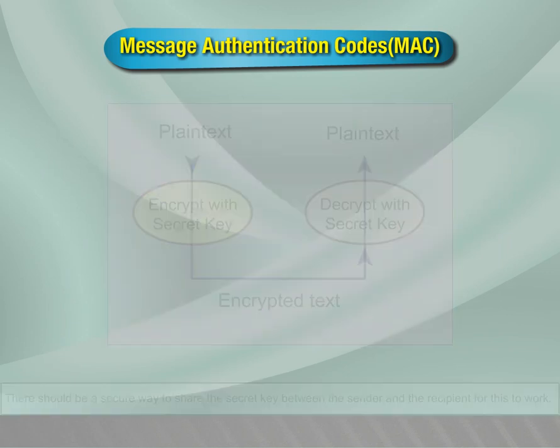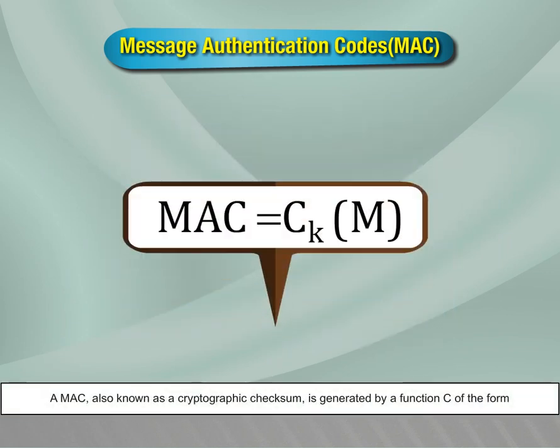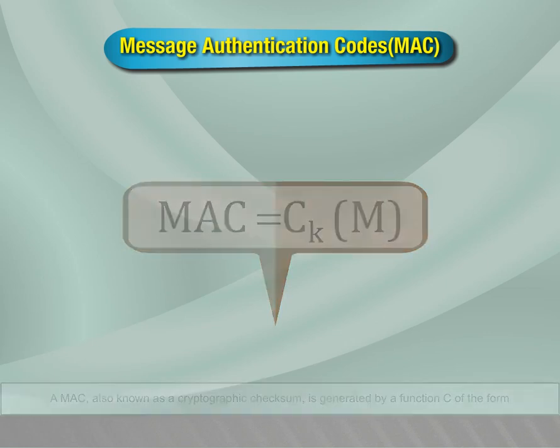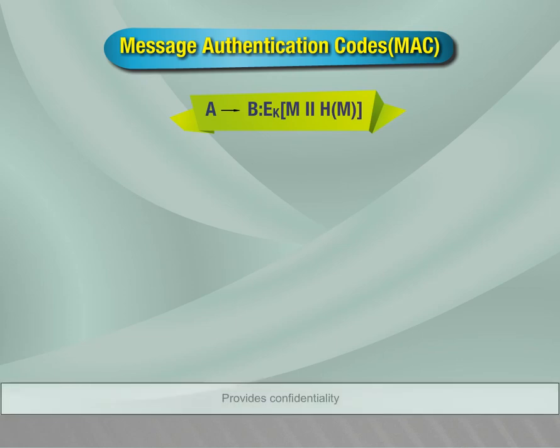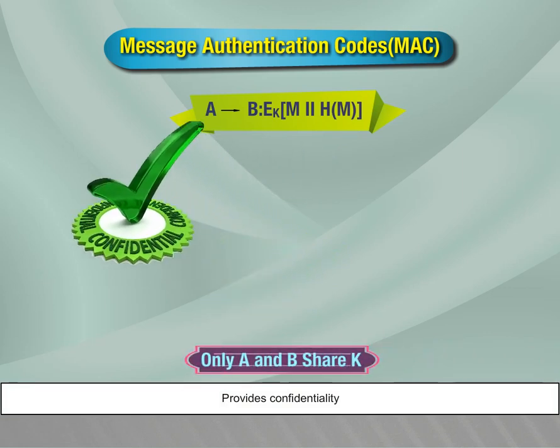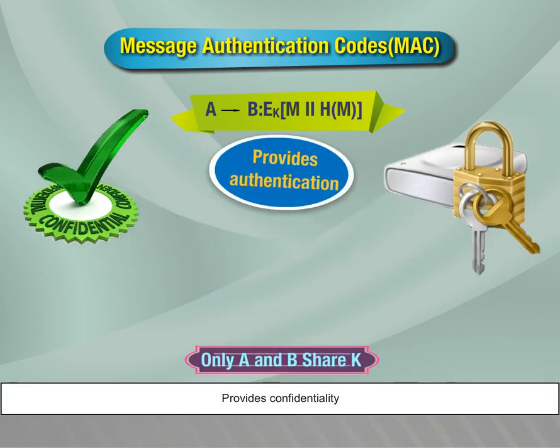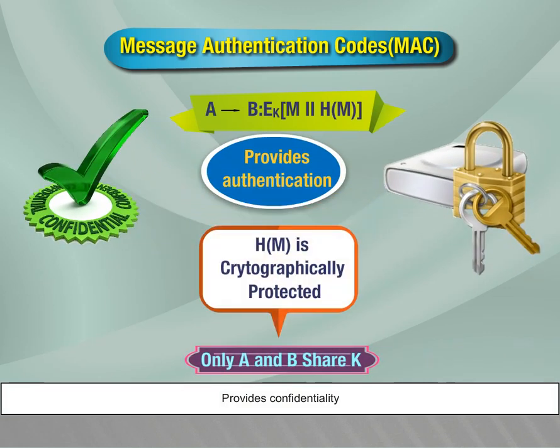A MAC, also known as a cryptographic checksum, is generated by a function C of the form MAC = C_K(M). A to B: E_K(M || H(M)) provides confidentiality, since only A and B share K, and provides authentication, since H(M) is cryptographically protected.